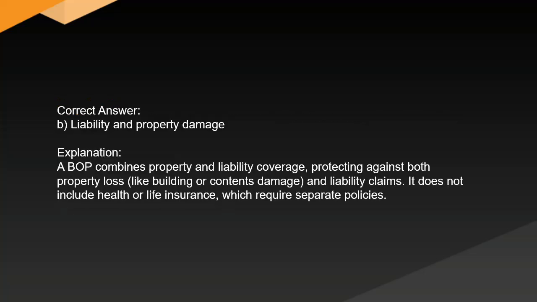Correct answer: B. Liability and property damage. Explanation: A BOP combines property and liability coverage, protecting against both property loss, like building or contents damage, and liability claims. It does not include health or life insurance, which require separate policies.